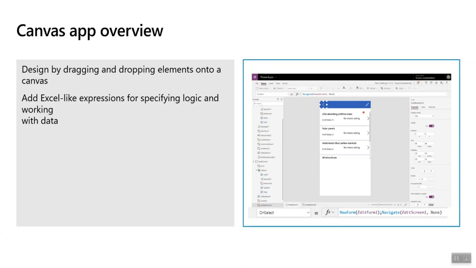Canvas applications, you can design by dragging and dropping elements onto a canvas. So what it really means here: you choose a Canvas application when you want to have full control of the UI. When you saw the model-driven application, I created it and was able to see that information quite easily. But with the Canvas application, it is not that predefined UI I'll be going with.